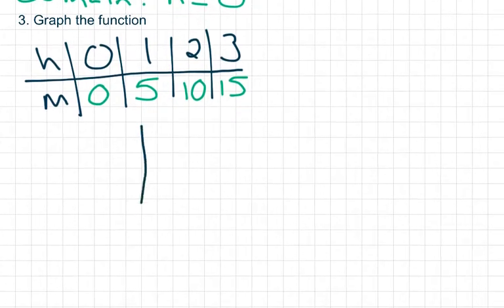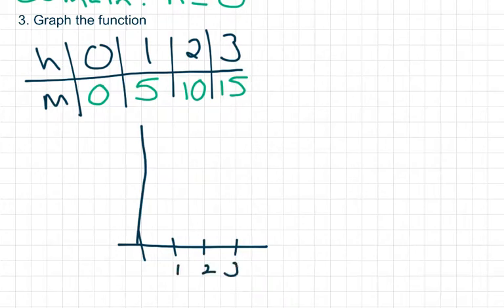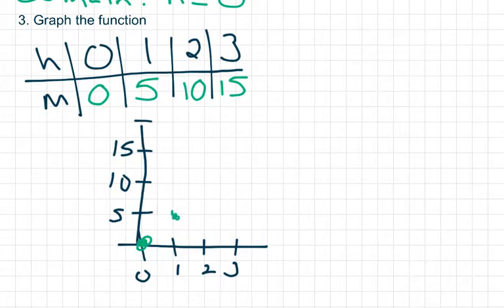So let me put these up here. I've got 1, 2, 3, 0 is here, and then we'll go 5, 10, 15, and then 20 would be there. Let's put these on the graph. So we got 0, 0. For 1 hour, we would go 5 miles. 2 hours gives us 10 miles. 3 hours gives us 15 miles.